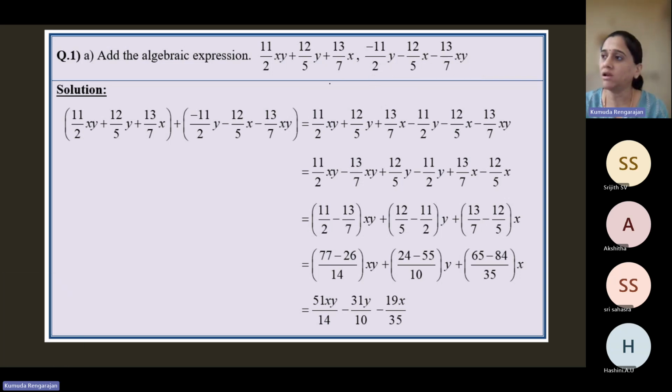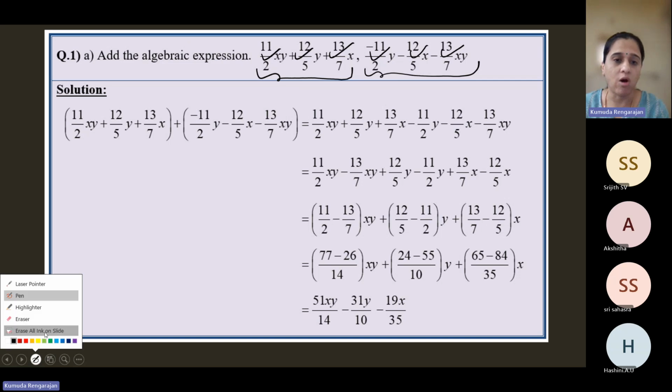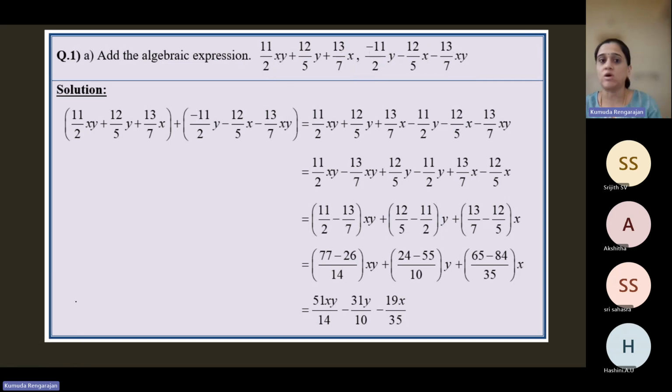How many terms in all? 3 terms in the first expression, 3 terms in the second expression. See, this is an expression, and this one is an expression. So 6 terms in all.